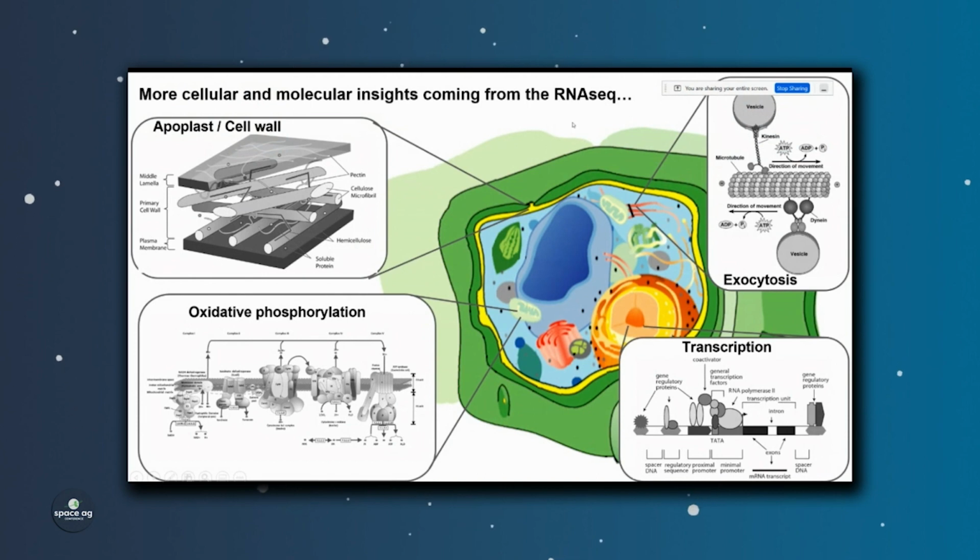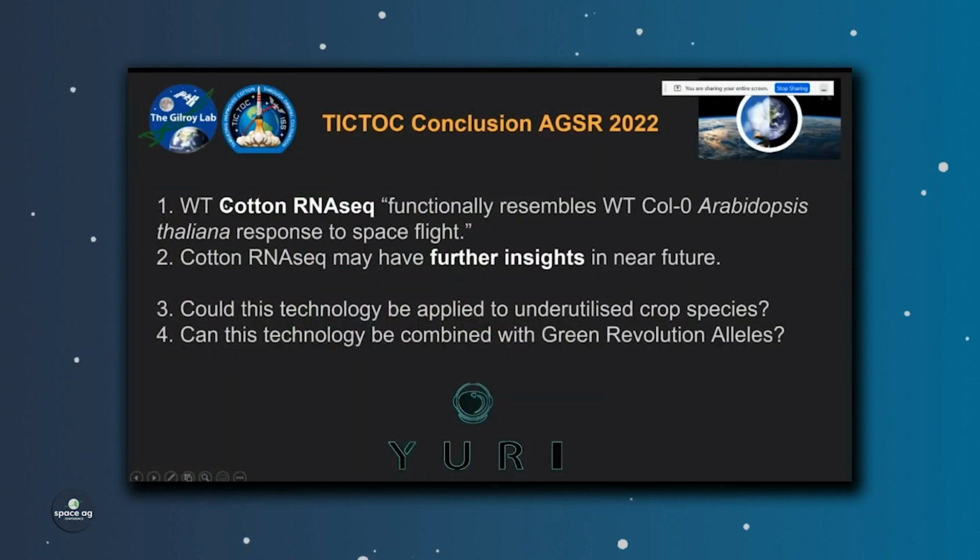Because of the short time frame, I don't have the capacity to delve into the changes that we're observing in the subcellular machinery and cell walls, but happy to discuss that with you at any point in the future. So again, in summary, with the RNA-seq, the really interesting thing was that functionally, it really did resemble the wild type Arabidopsis response to spaceflight. But there are further insights available in the near future related to the distinct characteristics of the cotton genome, such as its polyploidy.